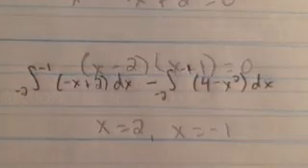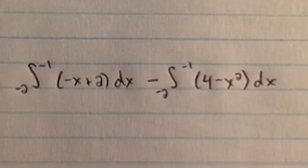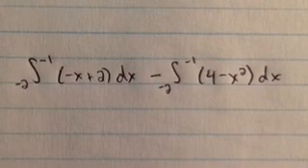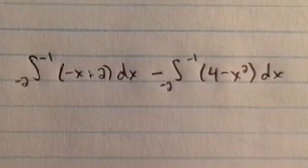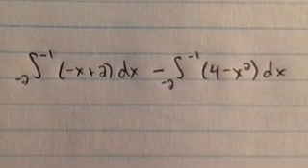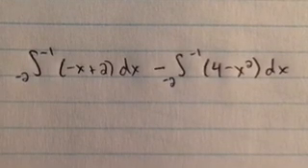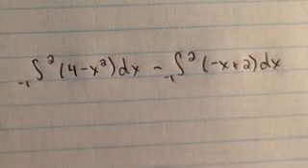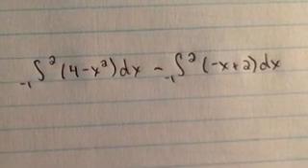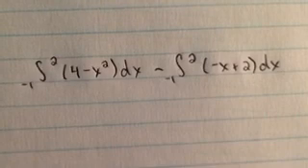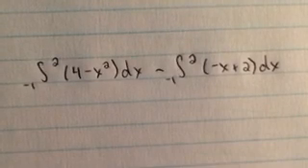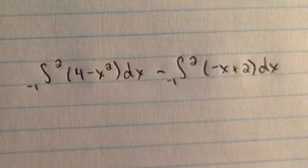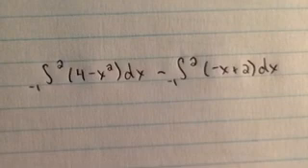For the first area from -2 to -1, our upper function is -x plus 2. Our equation is a definite integral from -2 to -1 of -x plus 2 minus the definite integral from -2 to -1 of 4 minus x squared. Our next interval is from -1 to 2, our upper function being 4 minus x squared. Our equation for this interval is a definite integral from -1 to 2 of 4 minus x squared minus the definite integral from -1 to 2 of -x plus 2.